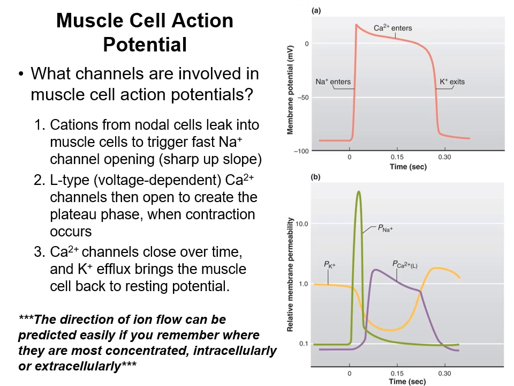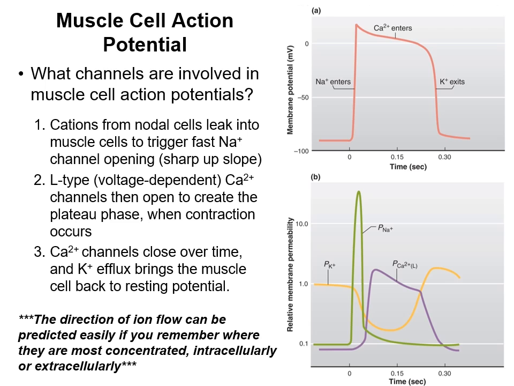Finally, the calcium channels will close based on a certain amount of time, and they're time dependent. And potassium efflux brings the muscle cell back to resting potential. Okay, if you forget which way the ions flow, but you remember where the ions are normally concentrated, then that'll be pretty easy, right? So the ions like to flow down their concentration gradient, so where they are less abundant.